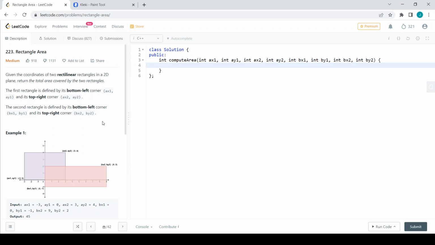Welcome everyone. Today let us solve the LeetCode daily challenge. The problem is Rectangle Area. Given the coordinates of two rectilinear rectangles in a 2D plane, return the total area covered by the two rectangles.